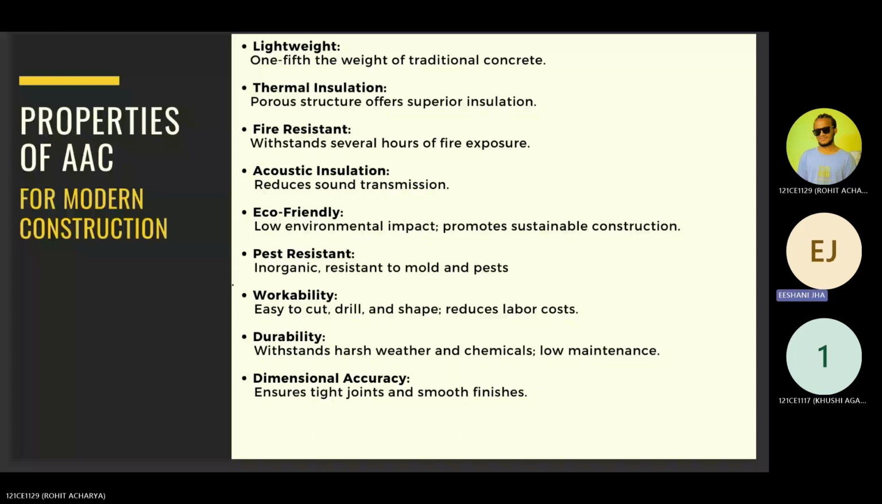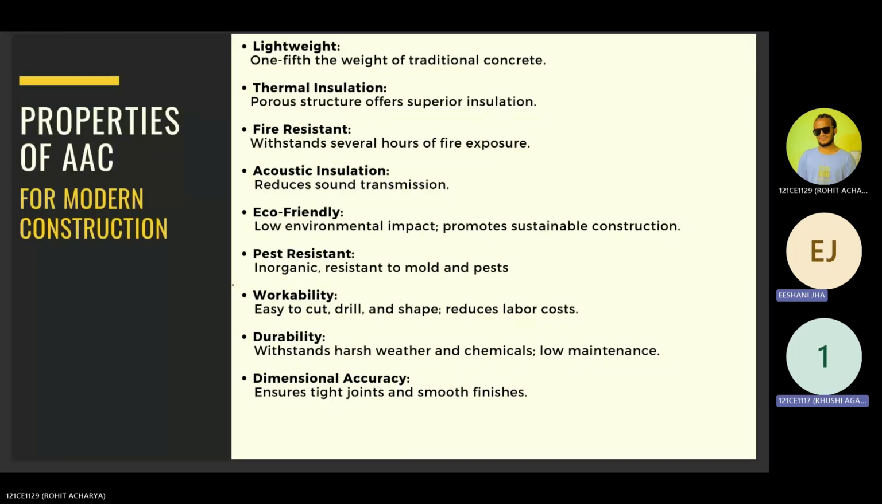It is fire resistant and gives resistance to fire exposure. It has acoustic insulation and reduces sound transmission. It is eco-friendly and promotes sustainable construction. It is pest resistant and is resistant to mold and pests due to its inorganic materials. High workability and easy flexibility. It is easy to cut, drill, and shape and reduces labor costs.